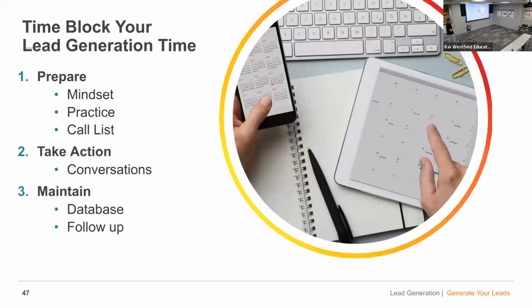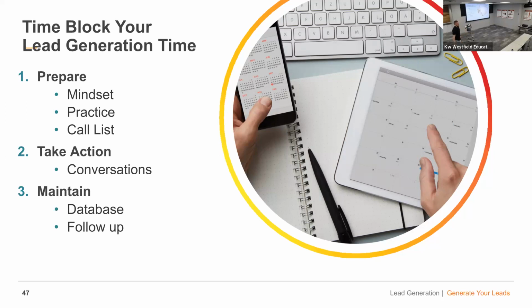Keep moving. Okay, so as far as your lead generation is concerned, how you actually put this plan together, because again, it all starts with generating leads first, then you work the database plan and lead generation model from there. Number one, you need to prepare. So that means mindset. If you need to practice, maybe your scripts, and also write down your call list.